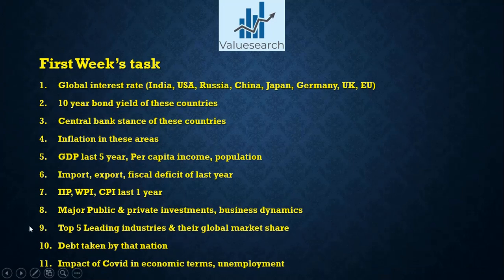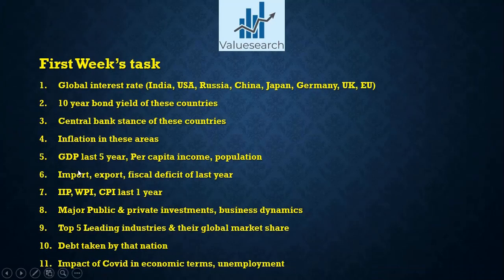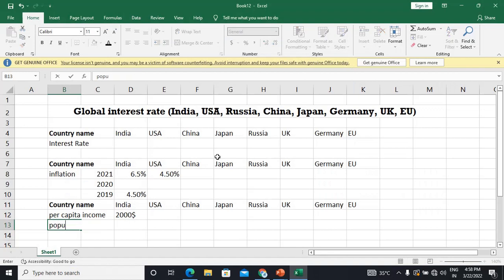What is the data, per capita income and population, per capita income, include the data here, like that you include the data. Then you have population का data also include here. It should be like this, it should be in billion, or if let's say the population is so less, then you can also do it in million as well.